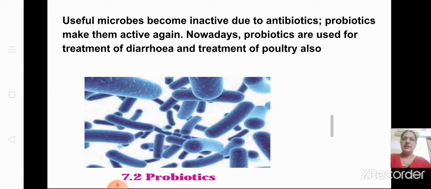Understood, children? Now let us go to the next part. We've learnt about probiotics. So you can see the bacteria, active bacteria, you can see there. All these are the active bacteria. Now let us see the next part.